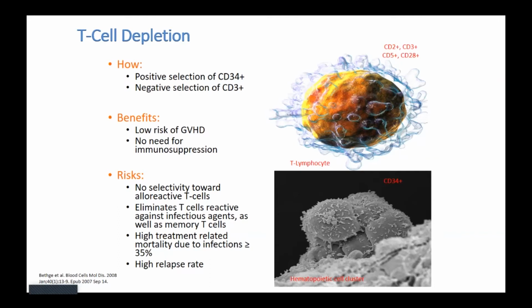But there are certain downsides to this strategy. First and foremost, there's no selective depletion of alloreactive T cells. So while you're removing the T cells that can cause graft versus host disease, the T cells that react against infections are also removed, as well as the memory T cells. So this leads to high treatment-related mortality due to infection, which can be, in some cases, upwards of 35%. Also, since you're removing the immune surveillance, the risk of leukemia or other disease relapse is also higher.